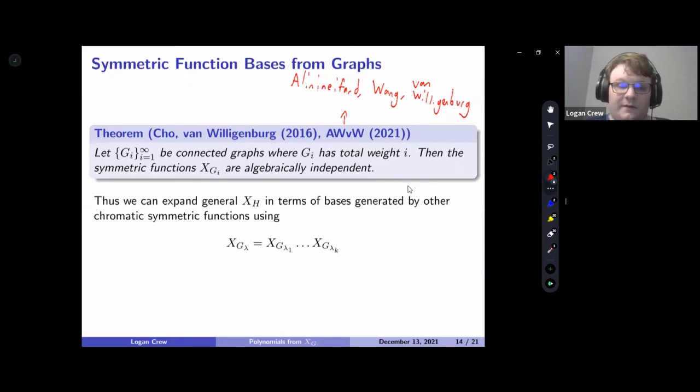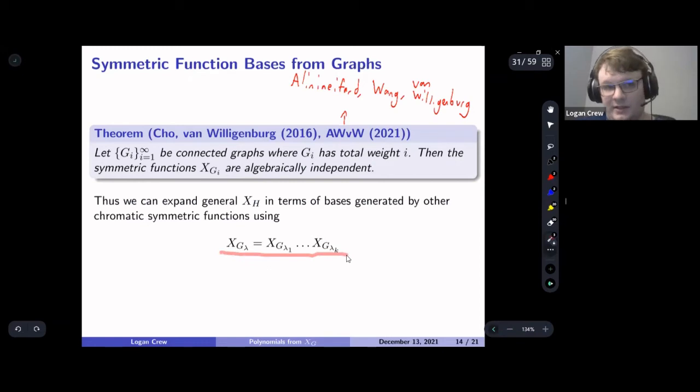If we have a family of connected graphs where the ith graph has a total weight of i, then these chromatic symmetric functions formed by those graphs are algebraically independent, meaning that we can form a symmetric function basis from them by taking the disjoint unions of these graphs and defining this X sub lambda to be the chromatic symmetric function of the disjoint union, and these X_G lambda are going to form a basis.